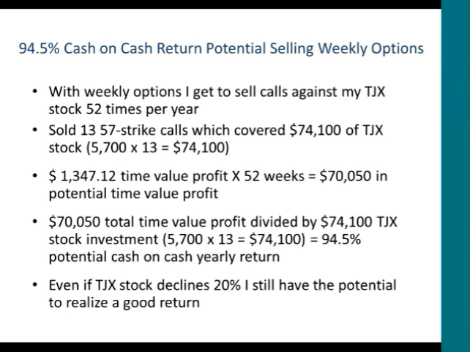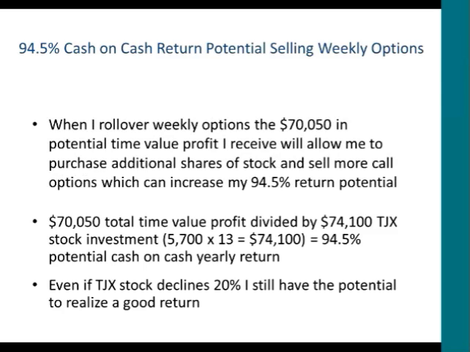So these weekly options really allow you to collect a lot of premium, and it really adds up over a year. In this example of the EWZ 57 strike call that I sold, if I sold a similar premium each week, I'm going to collect 94% cash on cash over the course of a year. So even if the TJX stock declines 20%, I still have the potential to realize a good return on this spread because I'm collecting this 94% cash-on-cash return.